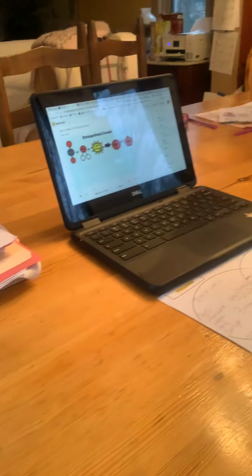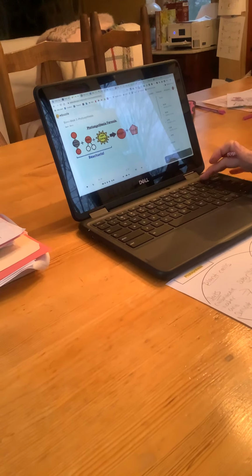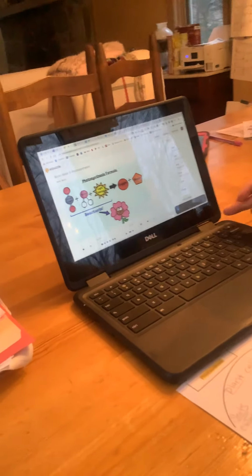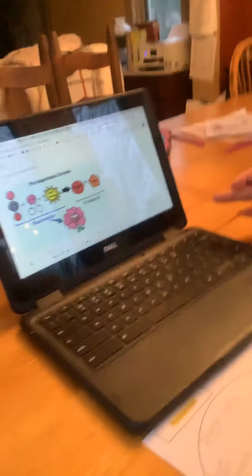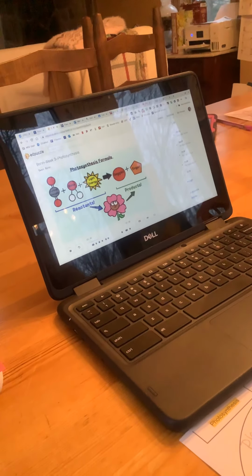Okay. On the left side of the formula, you'll find the reactants. That means these are the inputs. The plant has to have these in order to do photosynthesis. On the right side of the formula, you will see the products. That means those are the items that are produced by the plant, the outputs.